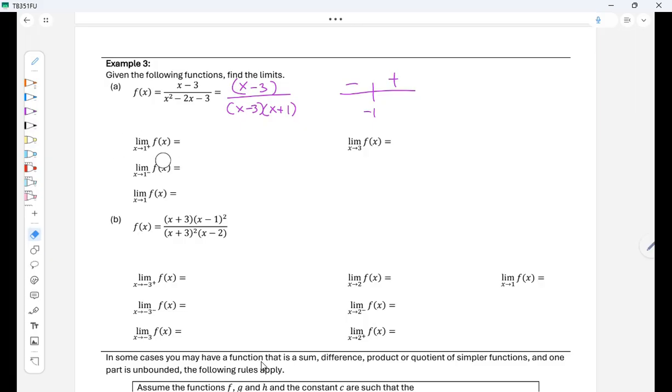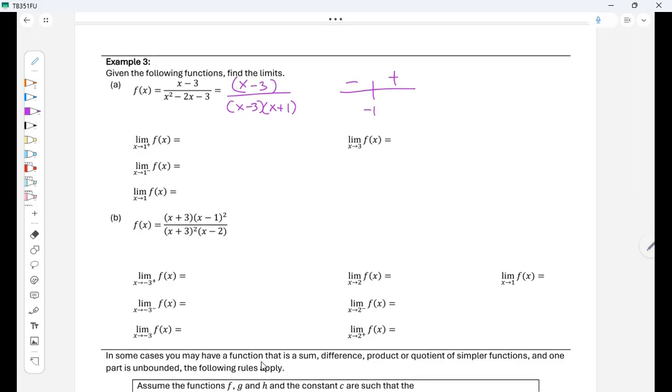As we go from 1 to the right, are we going to get positive or negative infinity? What does the sign chart tell us? Positive, yep. On the other hand, 1 to the left, we're going to get negative. And our overall limit is going to be does not exist, yep.